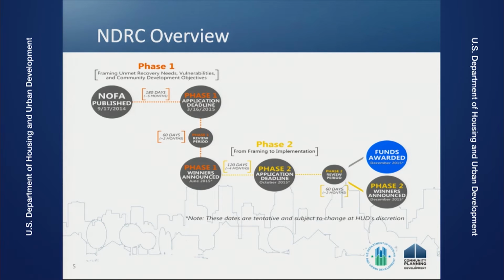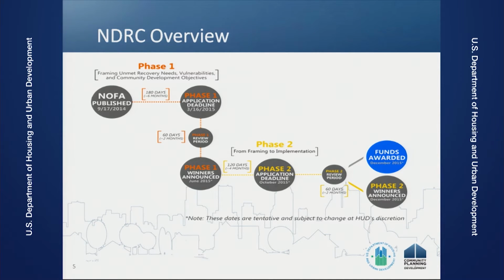After the phase one applications are submitted, HUD will review them and invite a subset of applicants from phase one to participate in phase two. And in phase two, applicants will consider and refine approaches to meet needs and objectives identified in phase one. HUD will make funding awards at the conclusion of phase two, which, as you see on this slide, is roughly estimated to be December of 2015.